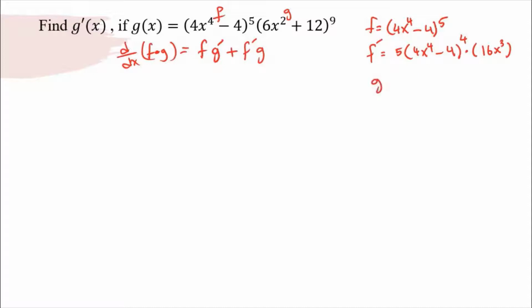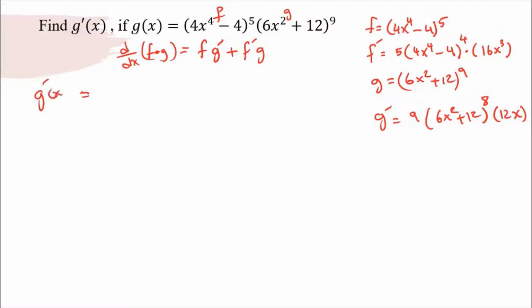And then we're going to say that g is equal to (6x squared plus 12) to the ninth power, which means g prime is equal to 9 comes down, (6x squared plus 12) intact to the eighth power times the derivative of the inner function, which is in this case 12x plus 0. So we have the function f, its derivative, the function g, its derivative.